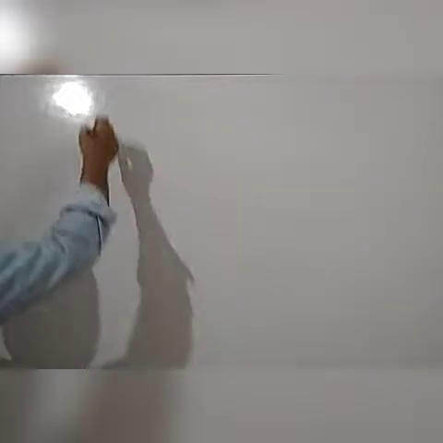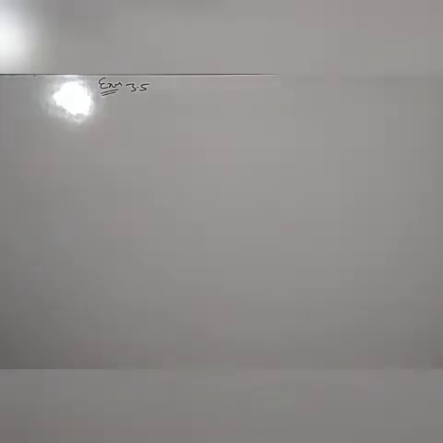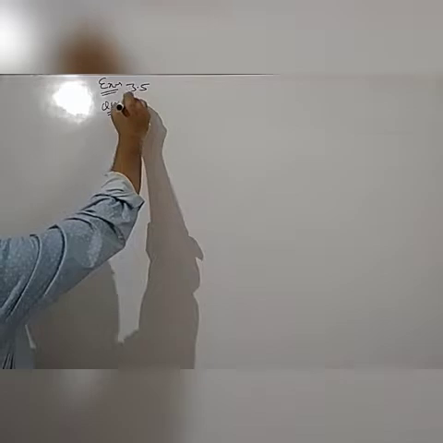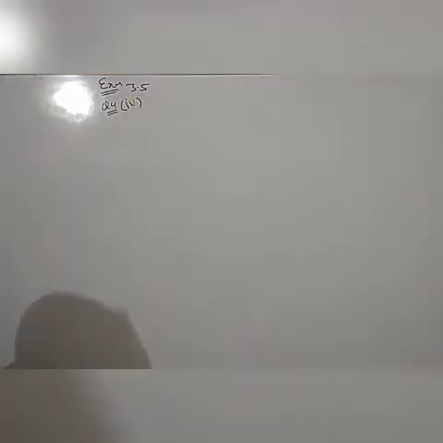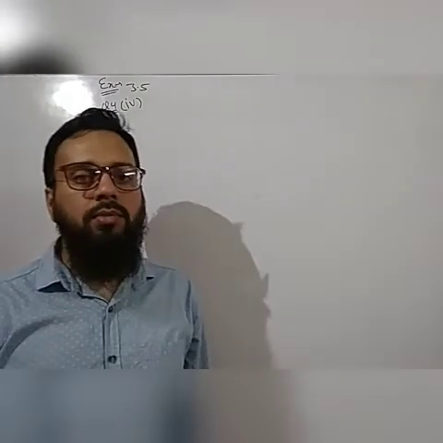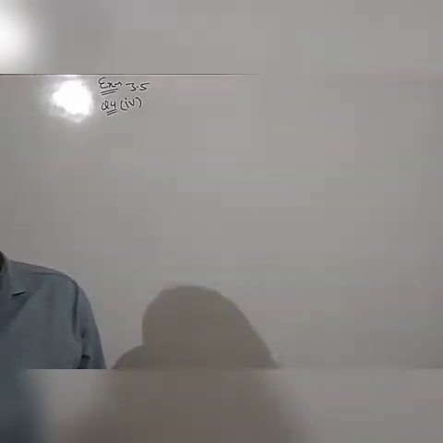So our next question is NCERT exercise 3.5, question number 4, fourth part. This question is based on distance traveled, a word problem based on distance, speed and time. So let us read the question.